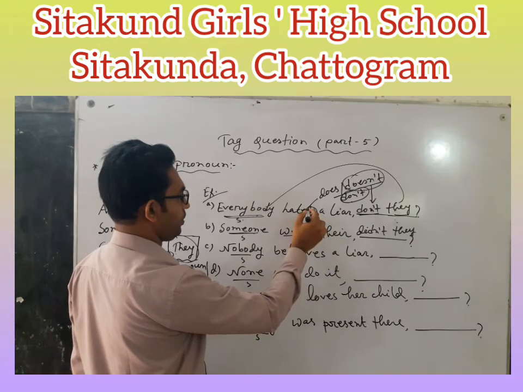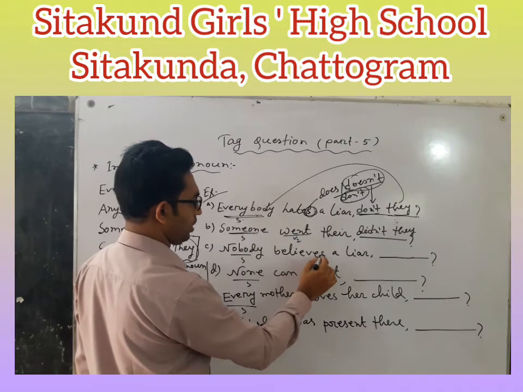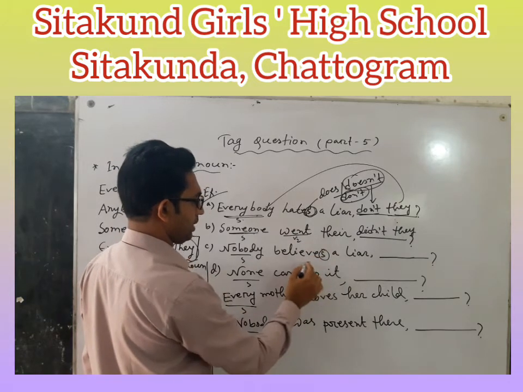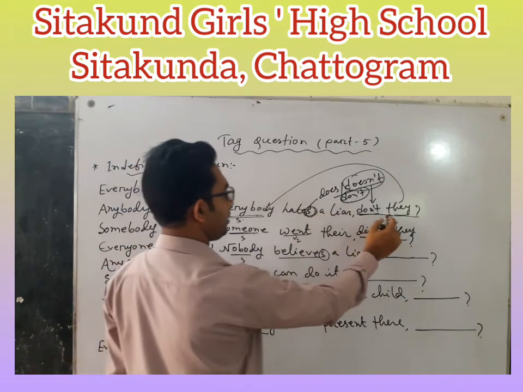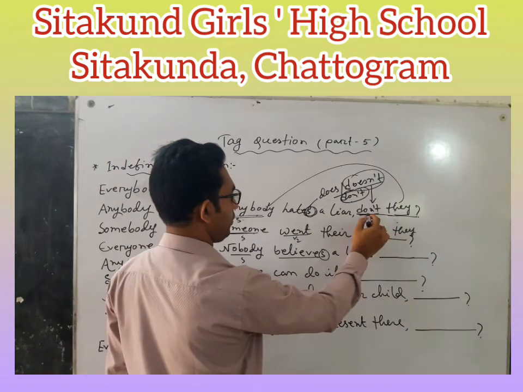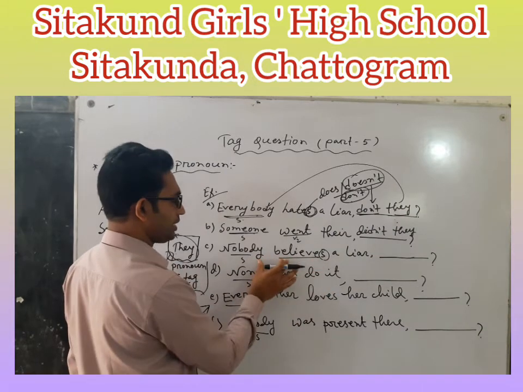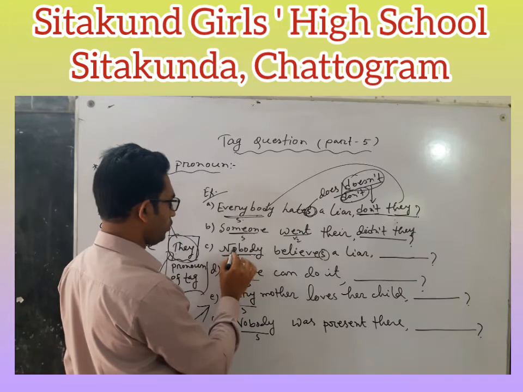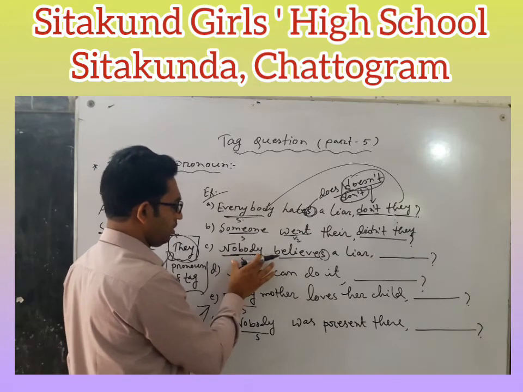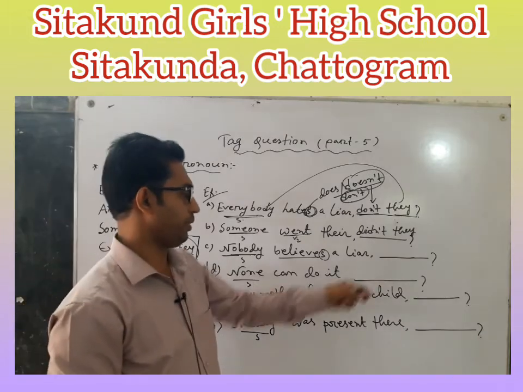Nobody believes a liar. So you have looked at hates as S form, and you are now looking at believes, that is an S form. So for this S form, you didn't write doesn't, you have written don't. But nobody believes a liar. This statement is negative because you are looking at nobody. So for nobody, this statement is negative, so the answer will be affirmative.